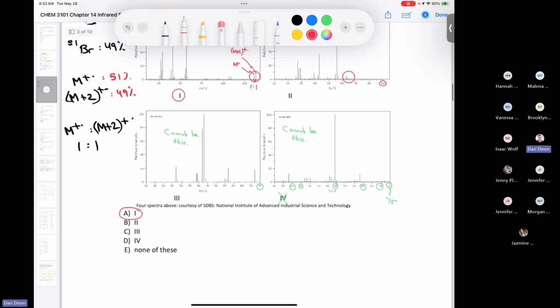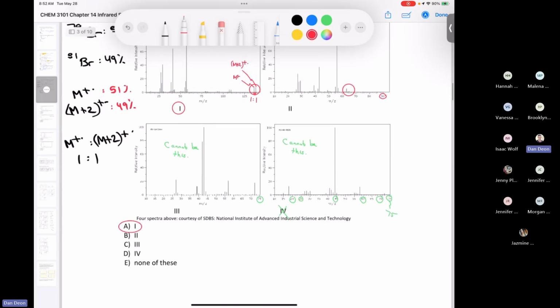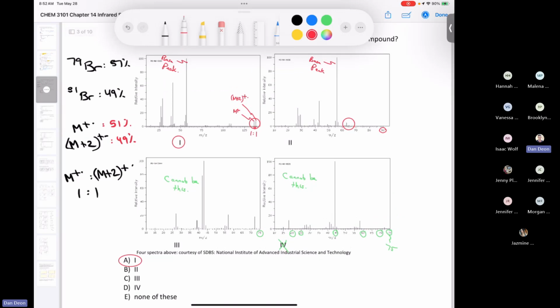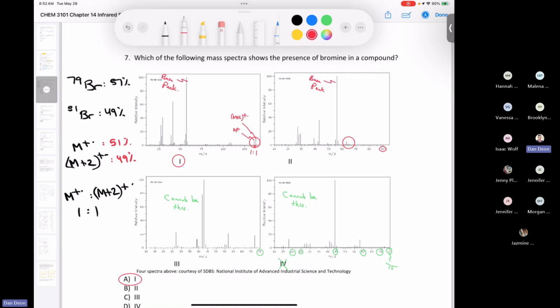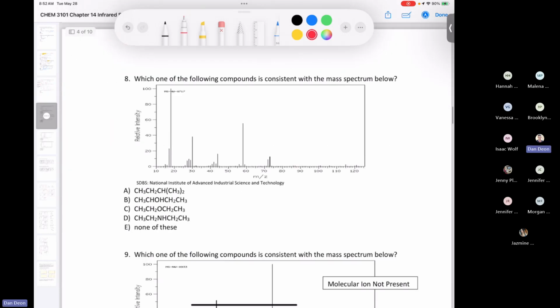So I'll just circle this one here. There's bromine in that compound. Give me a thumbs up if you're with me on that one, now that I've gone through it. So recognizing the presence of bromine, or is there any questions about that one? Okay, because it's important that you be able to recognize bromine and chlorine. Let's move on to this one.